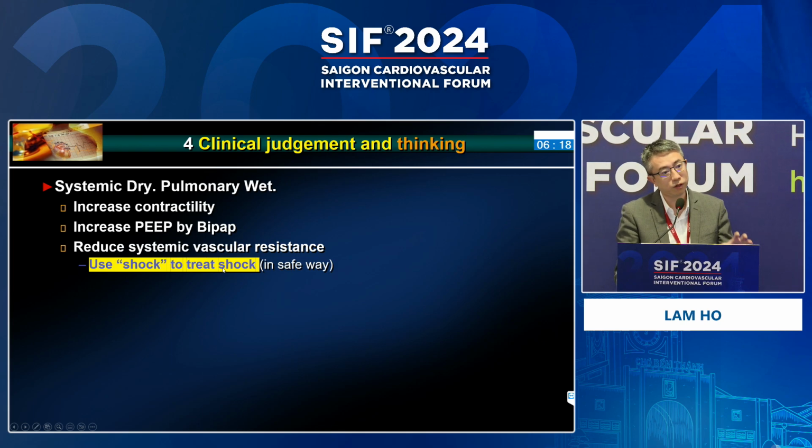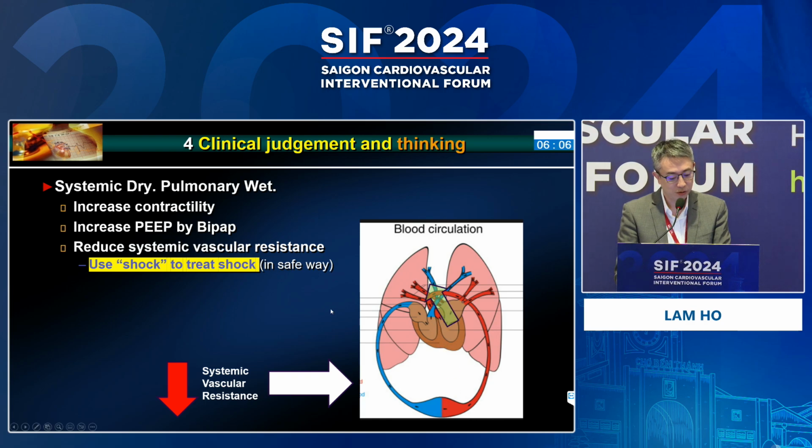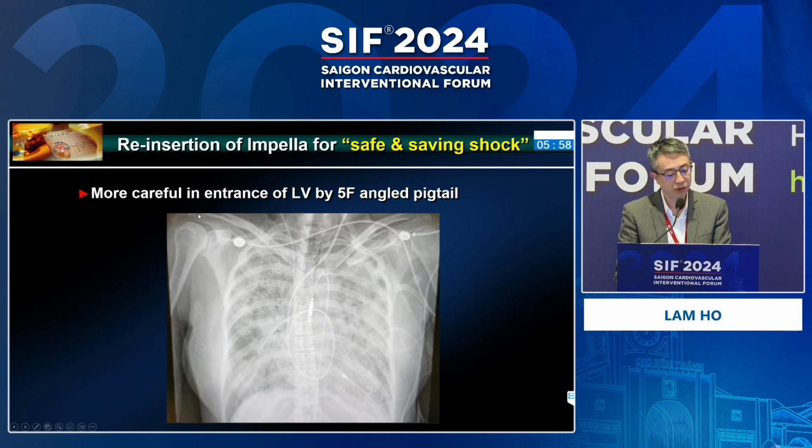Drop the BP, further let it drop, and then she can survive. Is it possible? Use toxin to treat intoxication. So drop the systemic vascular resistance so that more blood will go to the systemic circulation and less go to the lung.